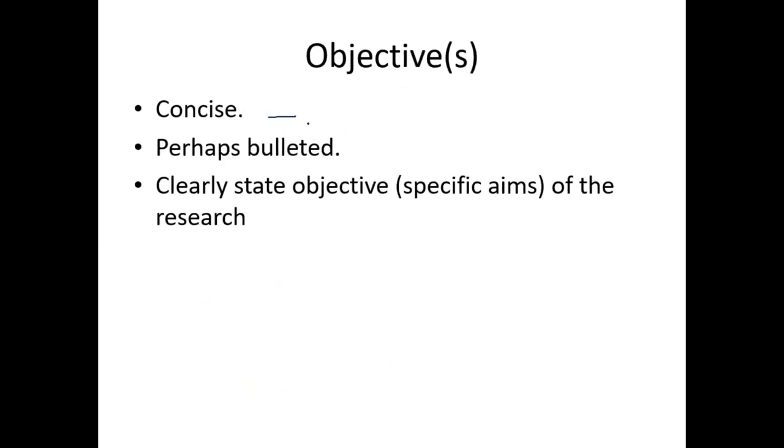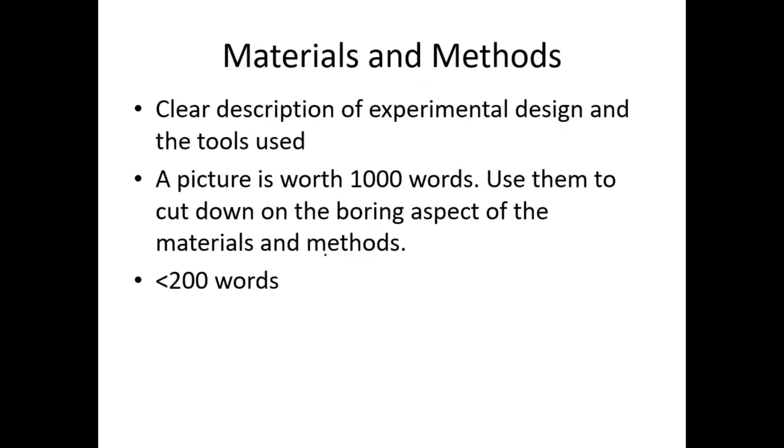Keep your objectives very concise. You can even bullet them. If you just have one, just keep one. You don't have to have a multitude of them. And if it's a hypothesis, list it here. You're going to lead the reader back to the objectives when you do the conclusions.